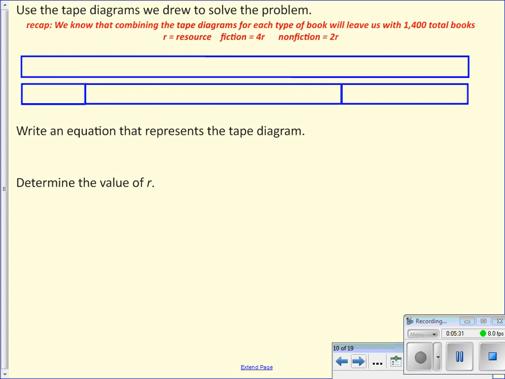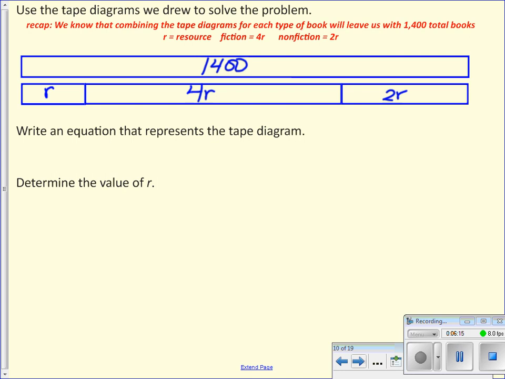So moving right along, let's combine them so we can see one big visualization of the books in the library. What is the total quantity of books in the library? 1,400. We remember from our tape diagrams that we have R for our resource books, 4R for our fiction books, and 2R for our nonfiction books. Since I'm writing 4R, we just have one big box that's the same size as 4 of the R's. Since I'm writing 2R, I'm drawing a box the size of the 2 R's.